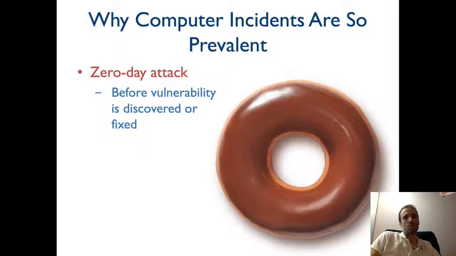Another interesting thing you should know is about the zero-day attack. A zero-day attack is when I know about a vulnerability in somebody's software and nobody else knows it, and I use this knowledge to enter the system. There's nothing anybody can do to prevent that. So this situation is called a zero-day attack.